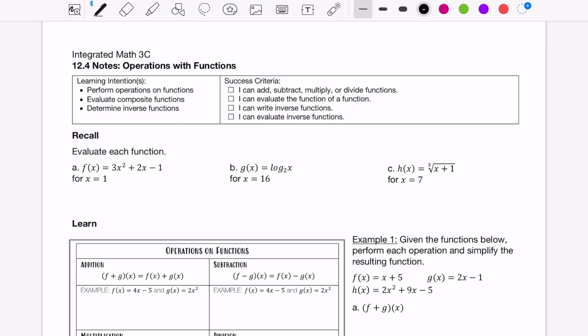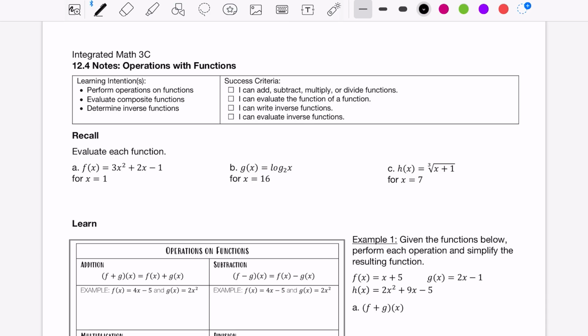Alrighty, we are going to start our lesson on 12.4, which is operations with functions. So let's get started. We are going to do the recall today. It says evaluate each function. So this first one, A, says f of x equals 3x squared plus 2x minus 1.